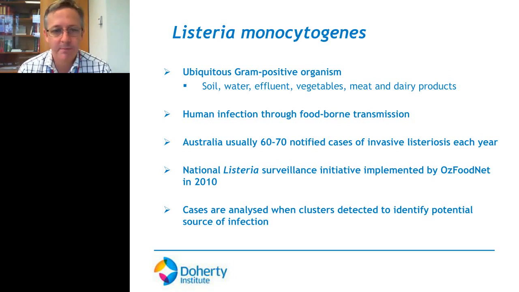Now I'm just going to move on and talk about more of a foodborne disease, that of Listeria monocytogenes. It's a ubiquitous gram-positive organism. Human infections occur through foodborne transmission, and there are usually about 60 or 70 notified cases each year in Australia. There's been a national surveillance initiative since 2010.